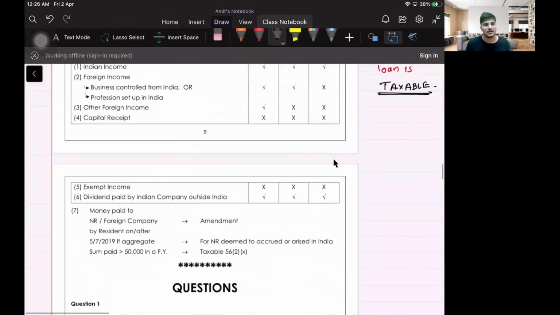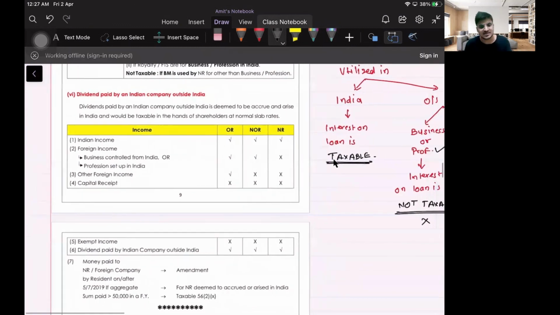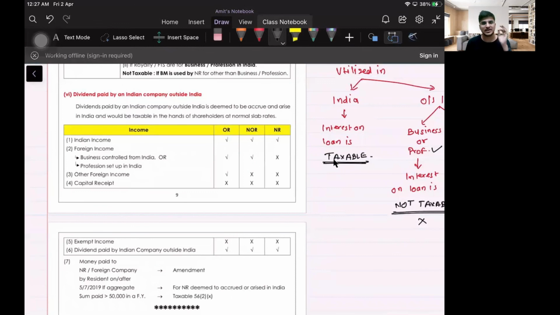And there is one more thing, that is dividend paid by Indian company to its shareholders. Dividend paid by Indian company to its shareholders will be taxable in the hands of shareholders. Earlier, it was exempt under Section 10(34), but now it is fully taxable in the hands of shareholders.